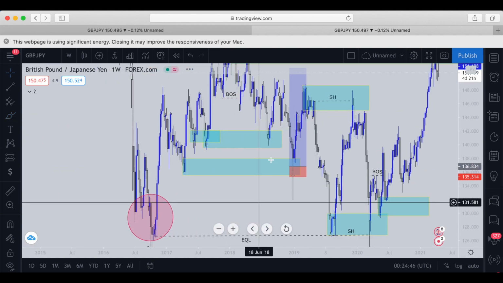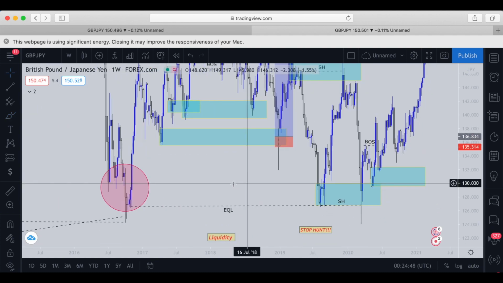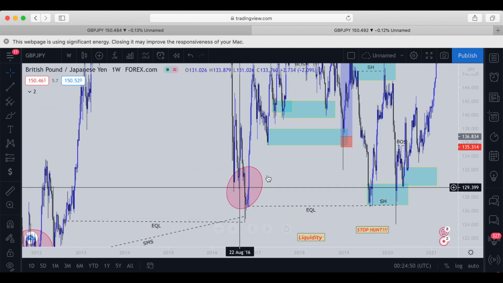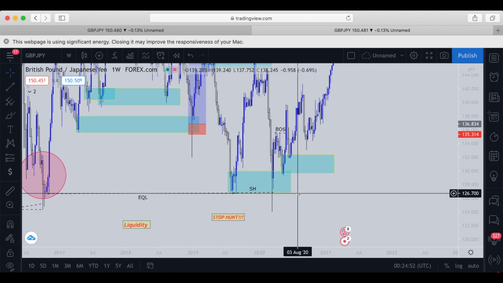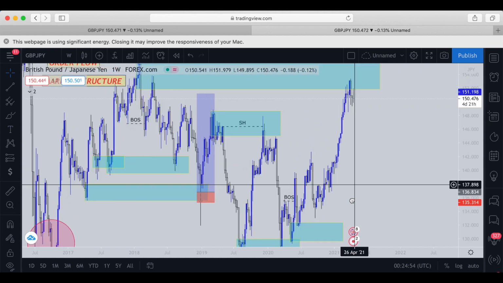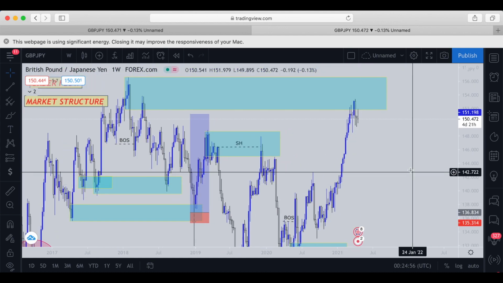Look at this. We got equal lows here. We got equal lows here. We got sell side liquidity right here. So price wants to take those out before moving, shifting price to a bullish market.